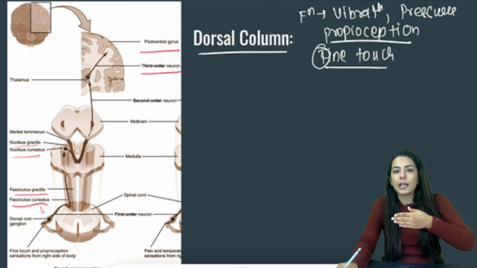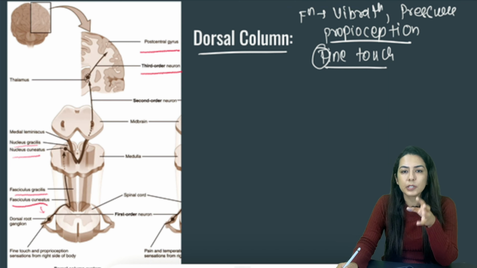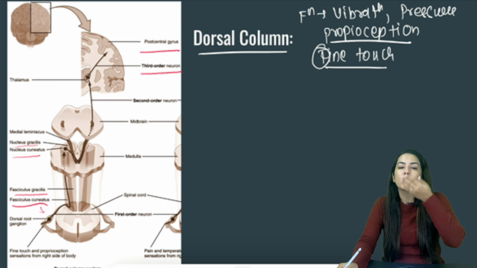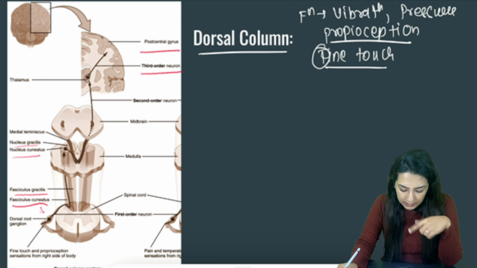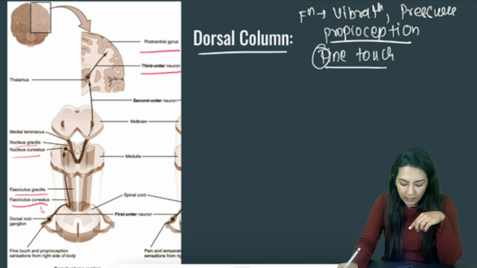So there is a central gyrus. Anterior to it is the frontal lobe, and there is the motor system or motor cortex. Posterior to the central gyrus is the parietal lobe, and there is the sensory cortex. So it will go into the postcentral gyrus.